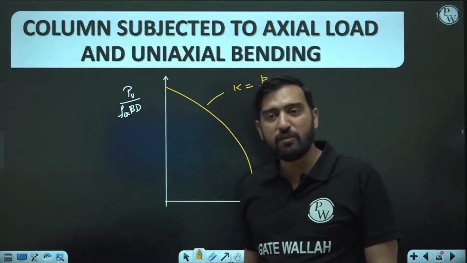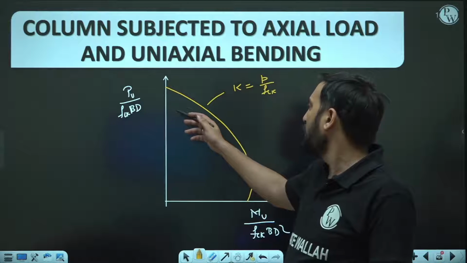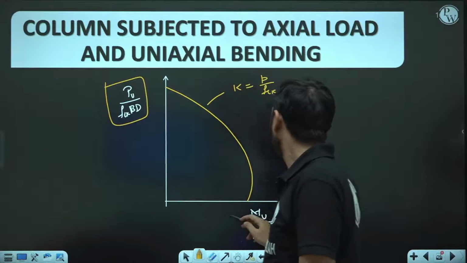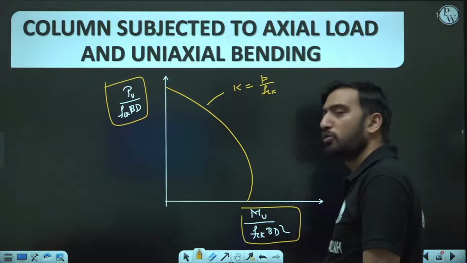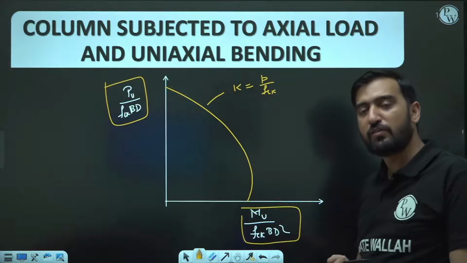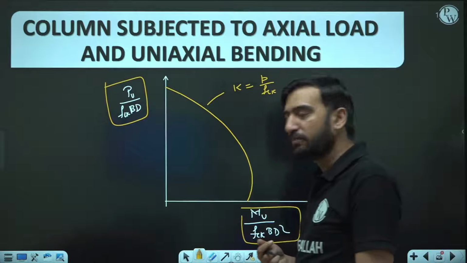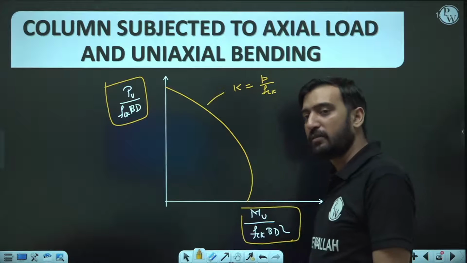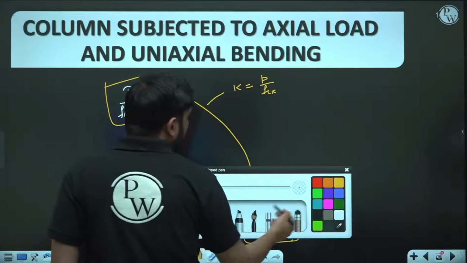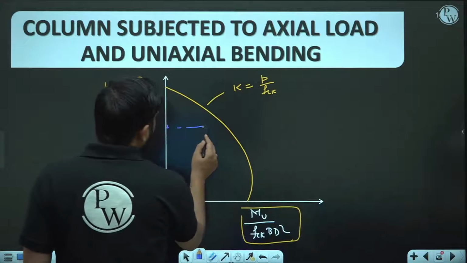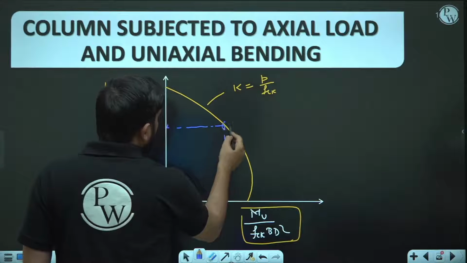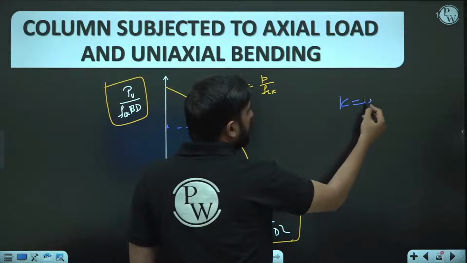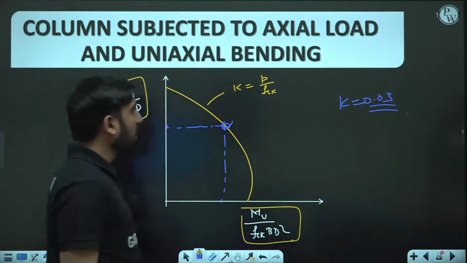And for uniaxial bending, what do we have to do? We have to find the y-axis, because Pu is known to you. We have to find the Mu upon fck bD square, because Mu is also known to us. If it is not known to us, then eccentricity we know, and Mu is equal to Pu into eccentricity. So based on Pu and Mu, you will get your x-axis as well as your y-axis. So suppose your x-axis and y-axis are going to meet somewhere here. This is your y and this is your x. So you have fixed this K line, and let's suppose this K is 0.03 for example. So the design is very easy here.